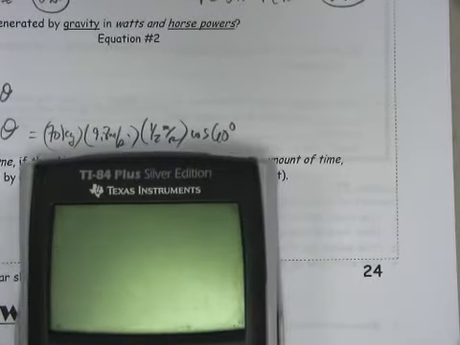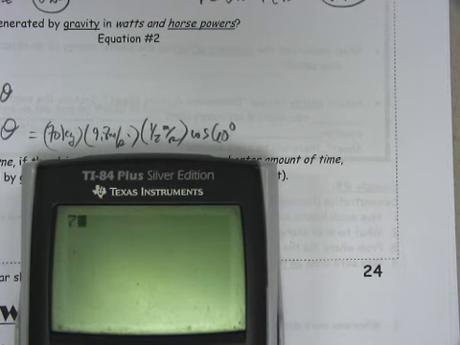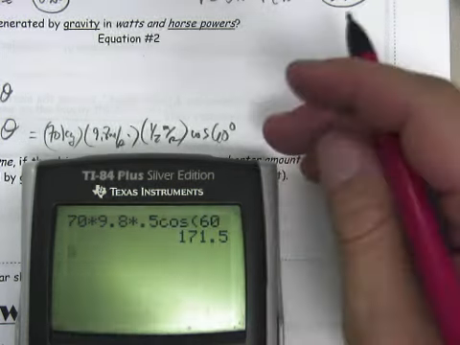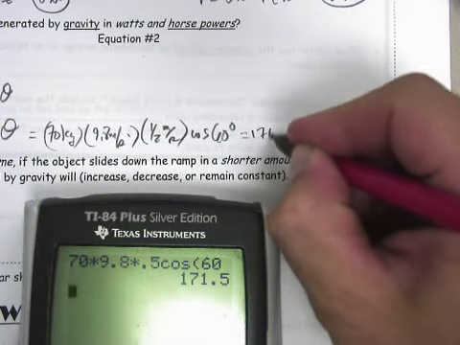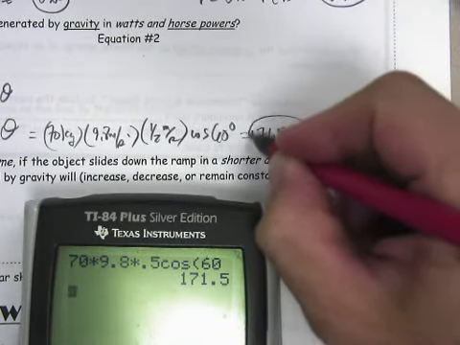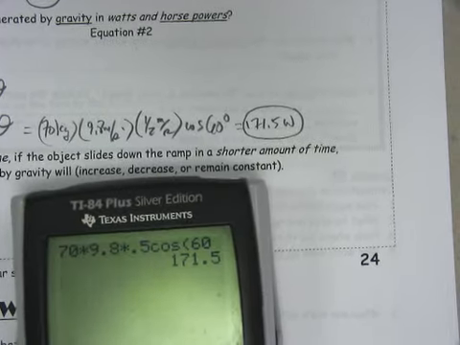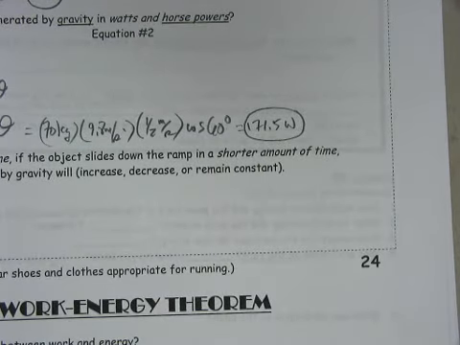All right, let's plug this in and see what we get. So 70 times 9.8 times 0.5, and then cosine 60. Make sure your calculator's in degrees. And then we get 171.5, and that'll be watts. So gravity is doing some work, and it's doing 171.5 watts. I said that wrong. Gravity is exerting some power, and the power it's exerting is 171.5 watts.